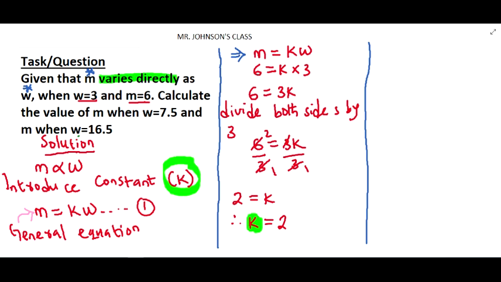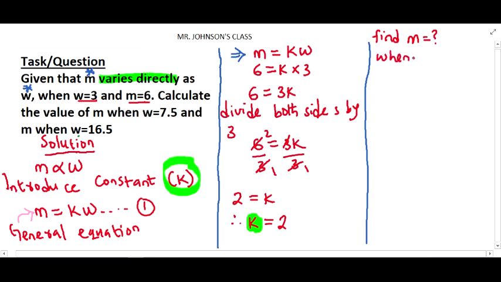So let's go ahead to the next question stem. Calculate the value of M when W equal to 7.5. So let's do this part now. It means find M, which means M is unknown, when W equal to 7.5. Everything we do in this math, we have to always bring back our general equation, which says that M equal to KW.